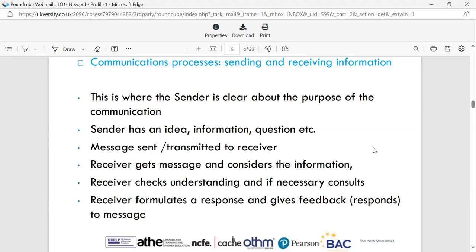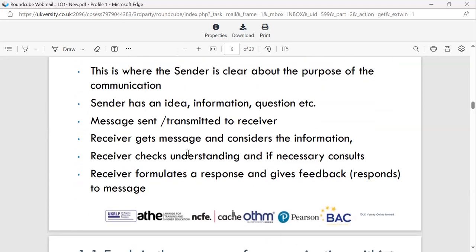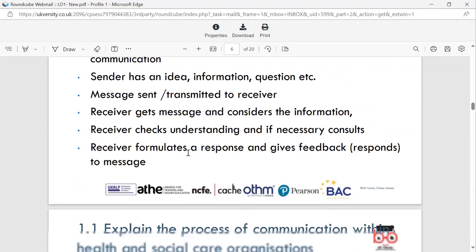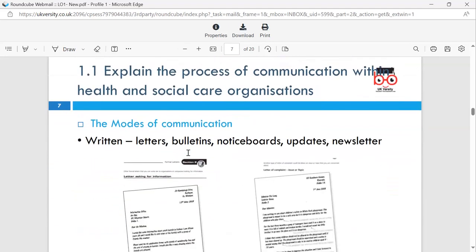to the message. And here, there's an element of how the receiver and the messenger will get that message across, and the idea of transmitting any sort of information across. 1.1, explain the process of communication within health and social care organisations. And we've got the modes of communication.